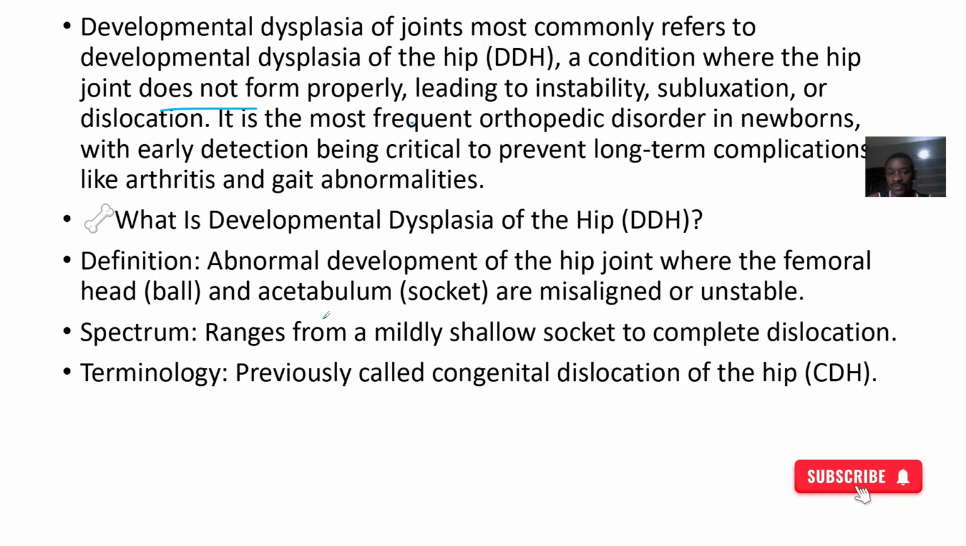So what is the developmental dysplasia of the hip, which is another name for developmental dysplasia of the joints? It is abnormal development of the hip joint where the femoral head and the acetabulum are misaligned. So this is causing a lot of instability. It ranges from a mild shallow socket to complete dislocation.